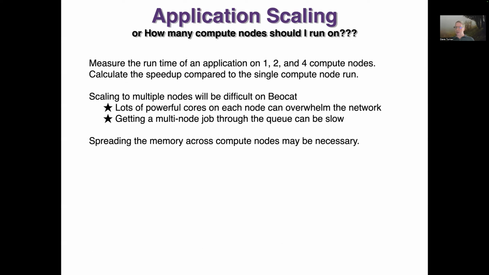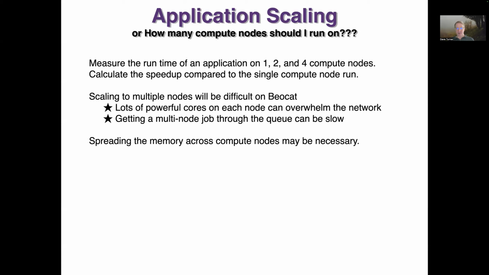Also know that on Beocat, if you're not running on nodes owned by your group, then be aware that your jobs can be preempted by someone who does have priority on those nodes. So if you try to run on multiple compute nodes, it just increases the likelihood that one of those nodes will get preempted and then your whole job will fail and get re-queued and run from the beginning.